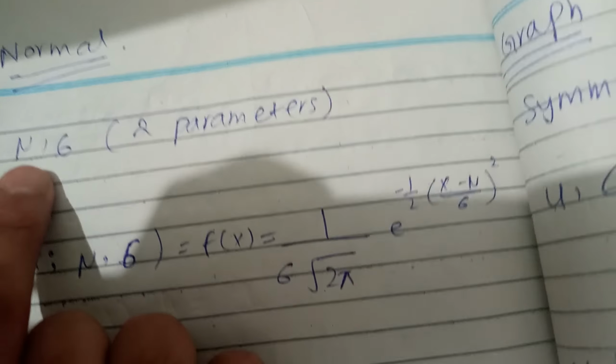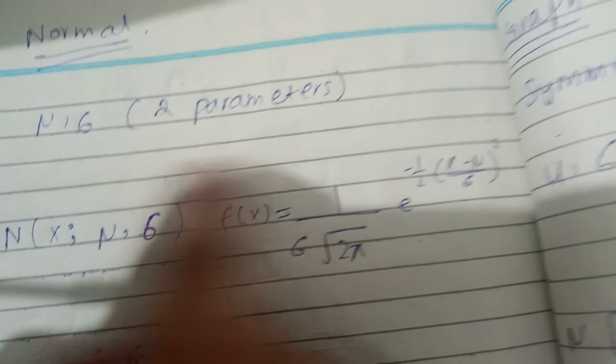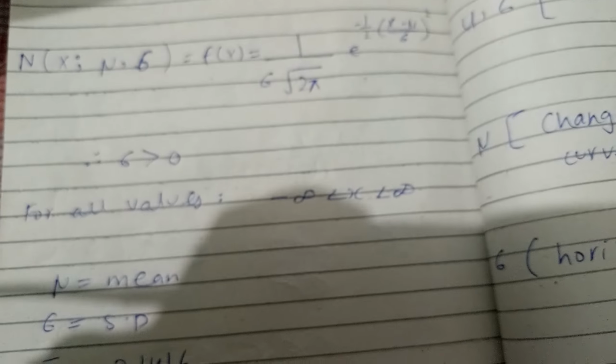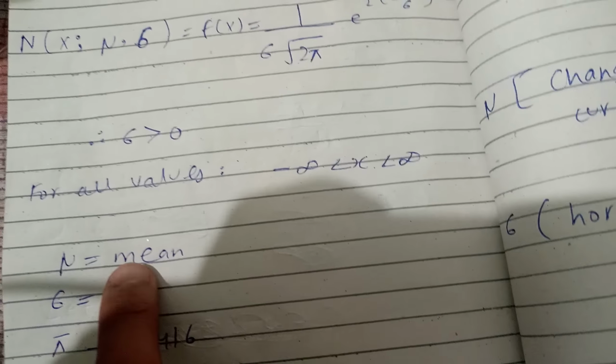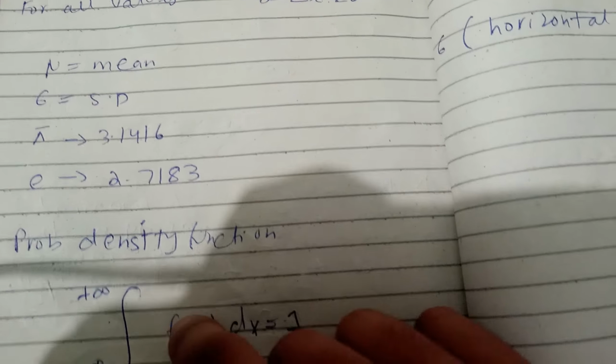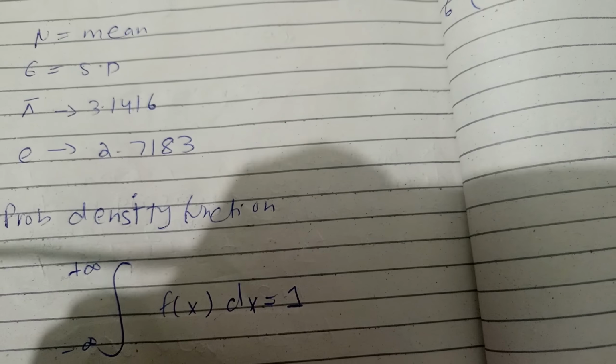Okay, so there are two parameters in it, mu and sigma. So you need to know about the formula here. We're going to talk about the different terms used here. Mu is actually the mean here. You need to know about mu, which is the mean, and sigma is the standard deviation. For pi we know its value, and for e we also know its value. And now we're going to talk about the probability density function.